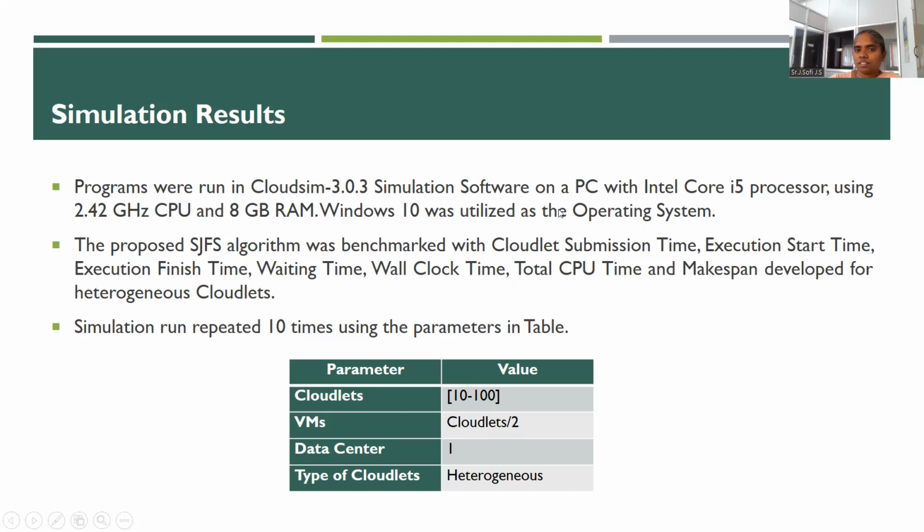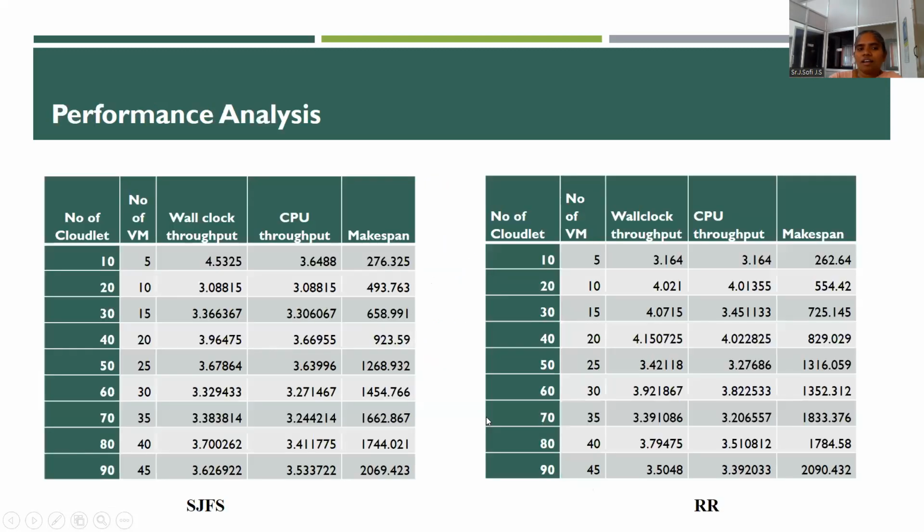The version of CloudSim we used is 3.0.3. Here we are considering factors like total CPU time, wall clock time, and makespan. Based on submission time, execution time, start time, and finish time, these will be calculated. The experiment is repeated 10 times. We have taken these parameters, and when we see the results, this is the performance of the shortest job first scheduling algorithm, and this is the one for the round robin scheduling algorithm.